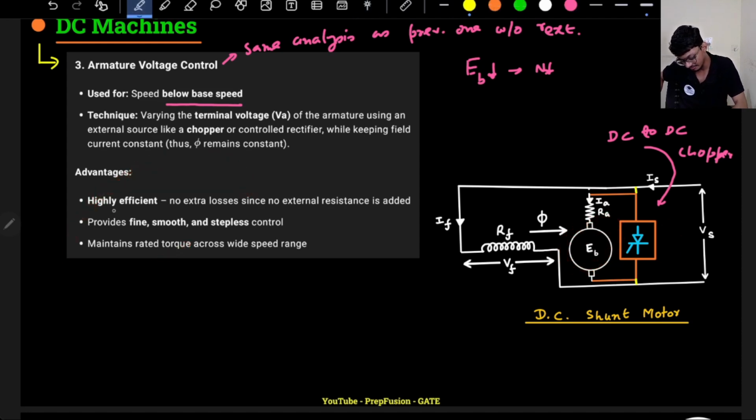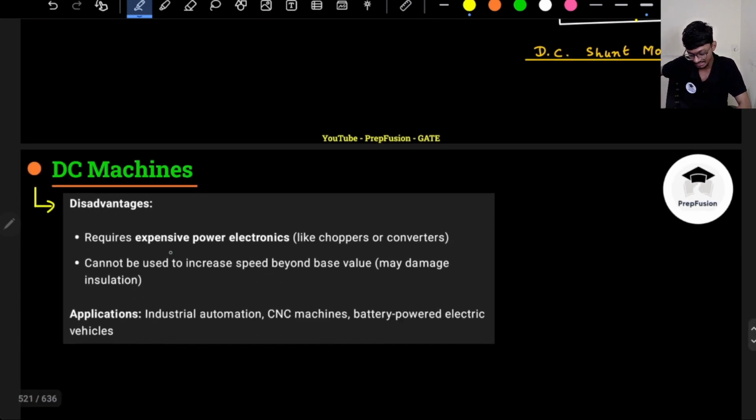This is highly efficient because there are no extra losses, as external resistance is not added. It provides fine and smooth speed control, and it maintains the rated torque across a wide speed range. So this is actually a very good method to use, but the problem is we need extra expensive power electronics like choppers and converters. Those are expensive devices. Where efficiency is a very high criterion, the cost will go up for the machine because of the external circuitry, but at least the energy will not be wasted much. So we will be saving energy. In those kinds of situations, this is used.